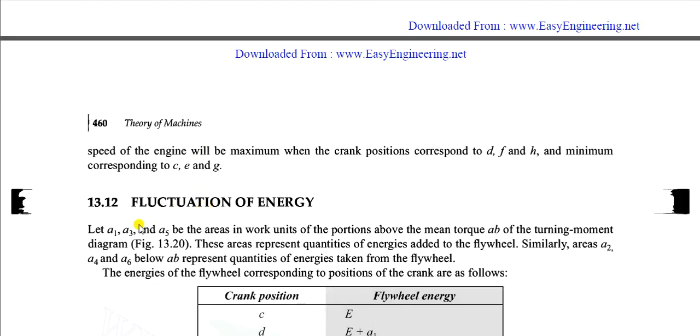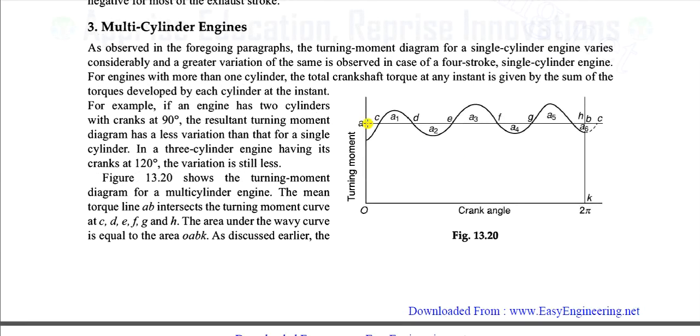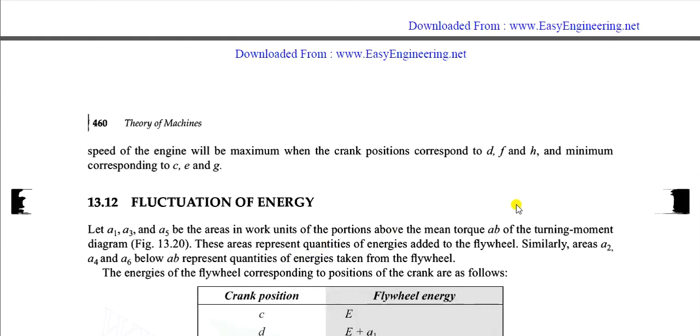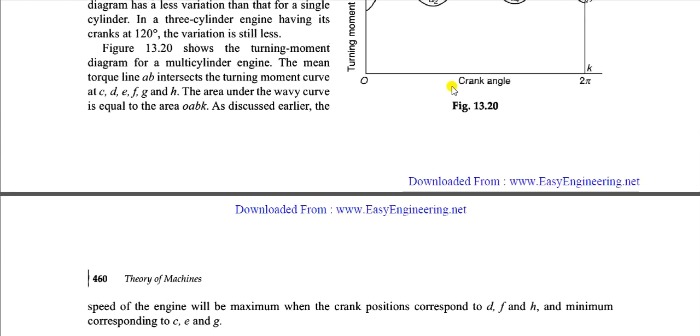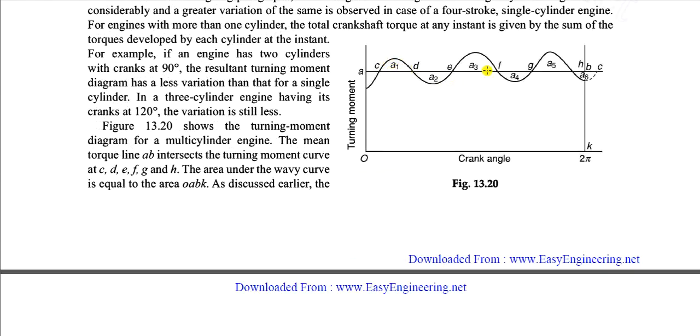If you see here, let A1, A3 and A5 be the areas in work units. So it is an area in units of work, Newton into meter, of the portion above the mean torque AB. This AB is the mean torque of the turning moment diagram. These areas represent quantities of energy added to the flywheel. So all these A1, A3 and A5 are the energy which we have added to the flywheel.